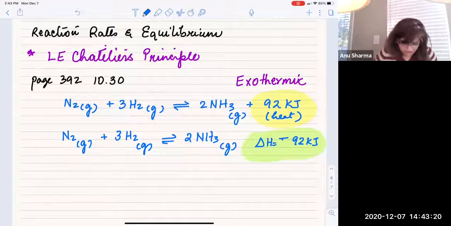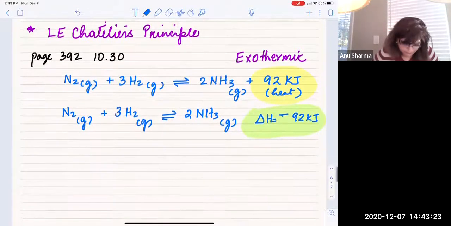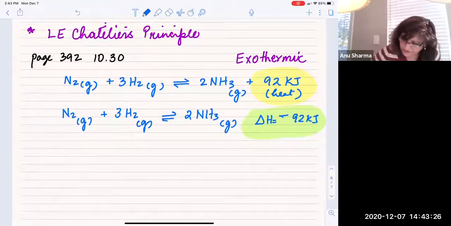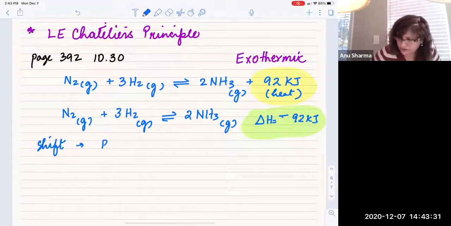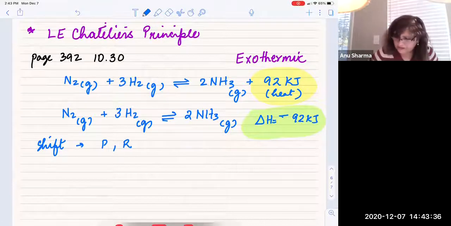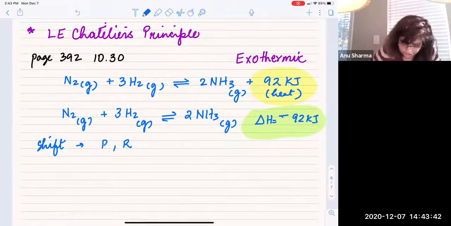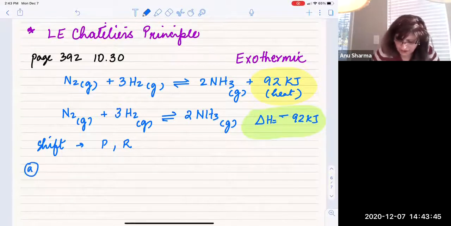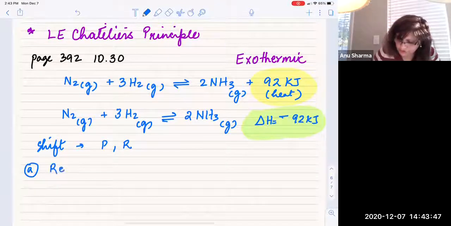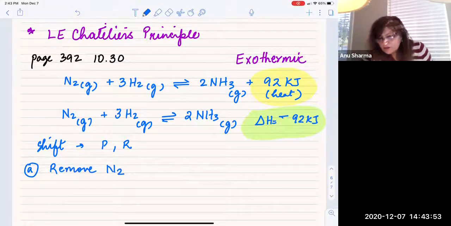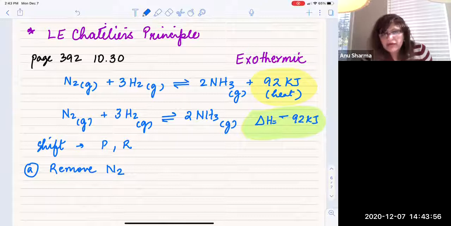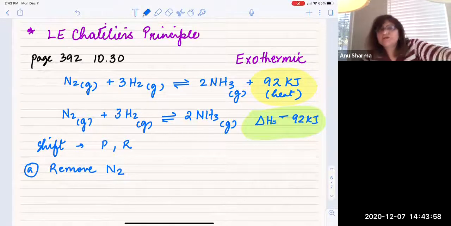For each of the following changes to the equilibrium, indicate whether the equilibrium shifts in the direction of the products, in the direction of the reactants, or doesn't change. So that's the simple question they're asking. The first part is part A, where they say remove the nitrogen. If you remove nitrogen, what happens? What is the direction of the equilibrium? Forward, backward? You removed the nitrogen.